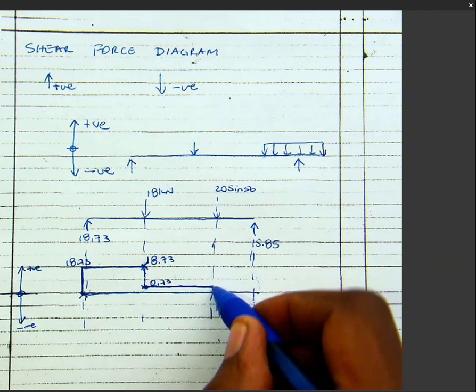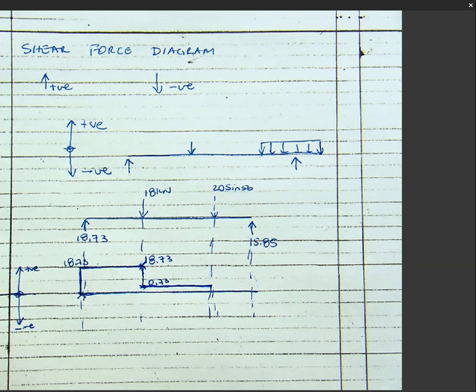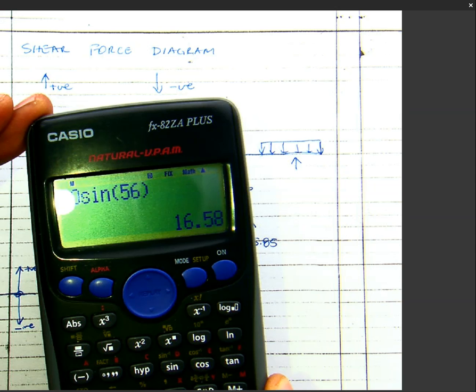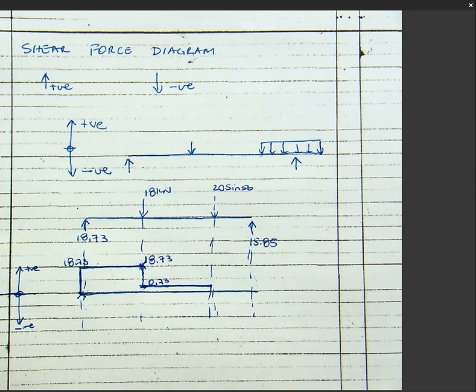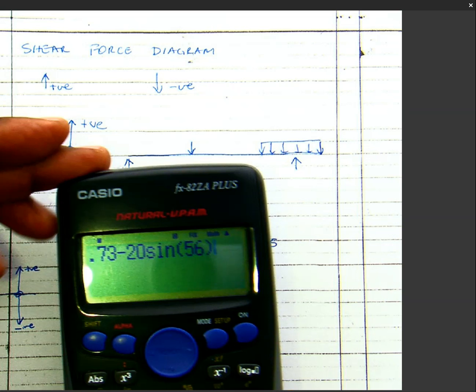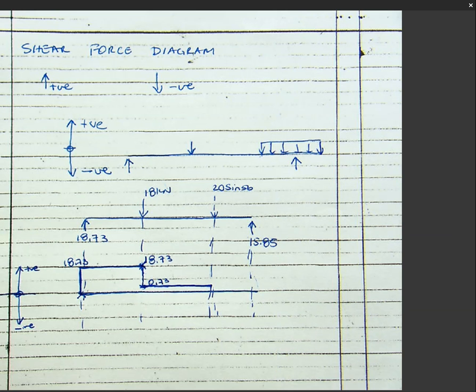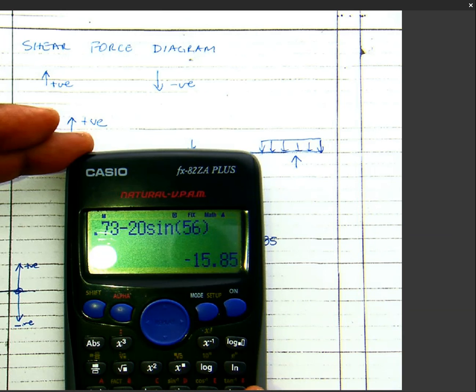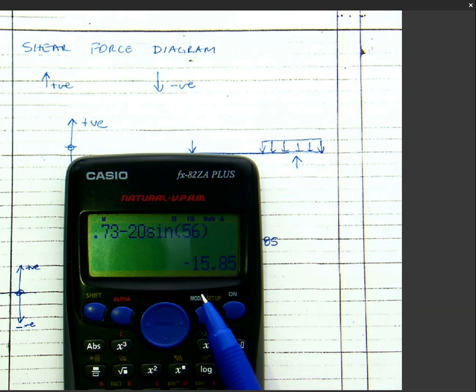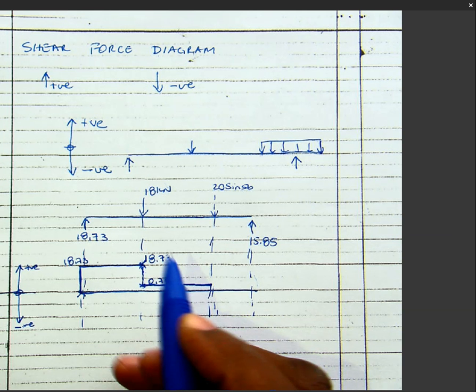Until I get to this force now of 20 sine 56. I must quickly get a calculator and see what 20 sine 56 is. 20 sine 56 gives me 16.58. So I've got positive 0.73. I subtract 20 sine 56. There you go. 0.73 subtract 20 sine 56 gives me negative 15.85.